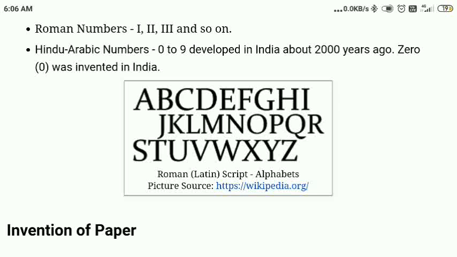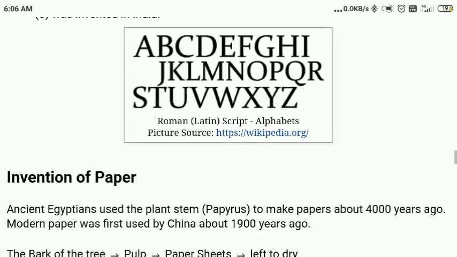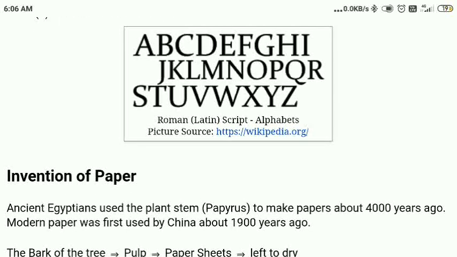Okay, similarly other examples also you can take. So these Hindu Arabic numbers were created 2000 years ago, and 0 was also invented in India. So this is some information you can have. So I hope you understand how people started creating signs and symbols.